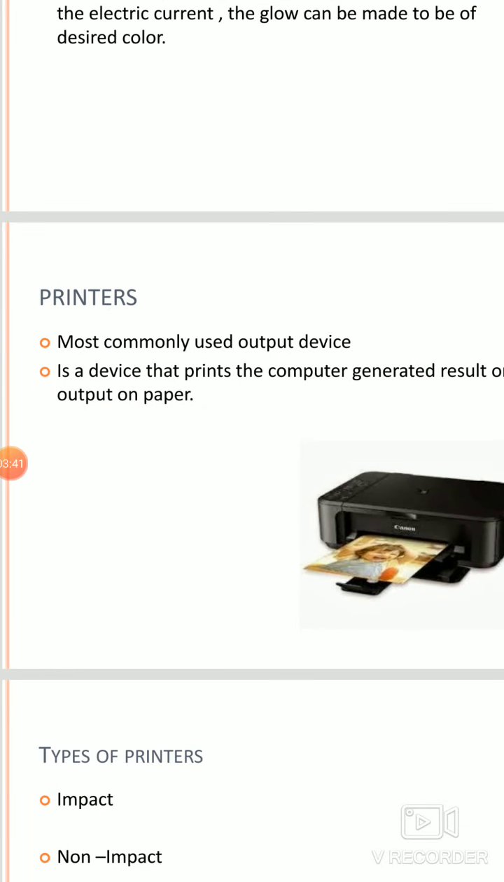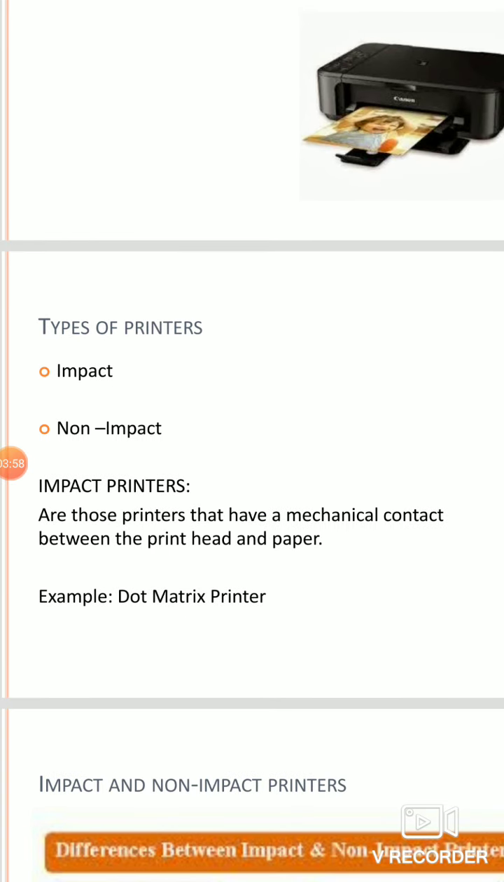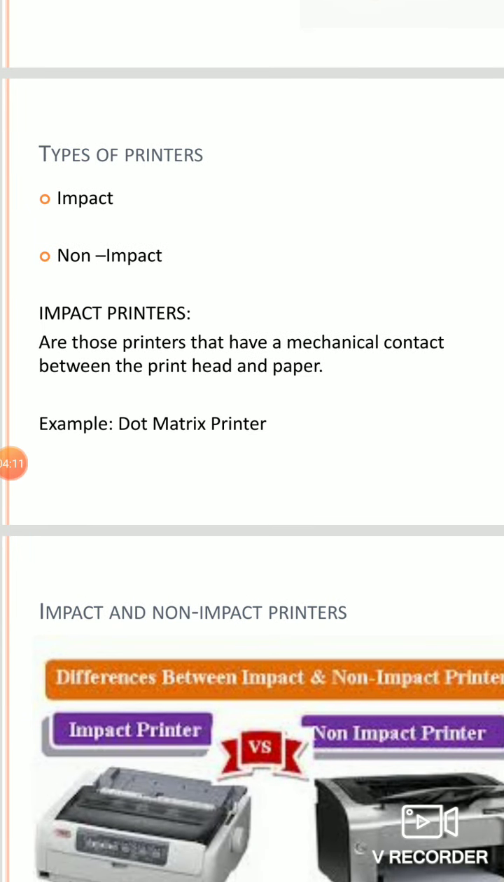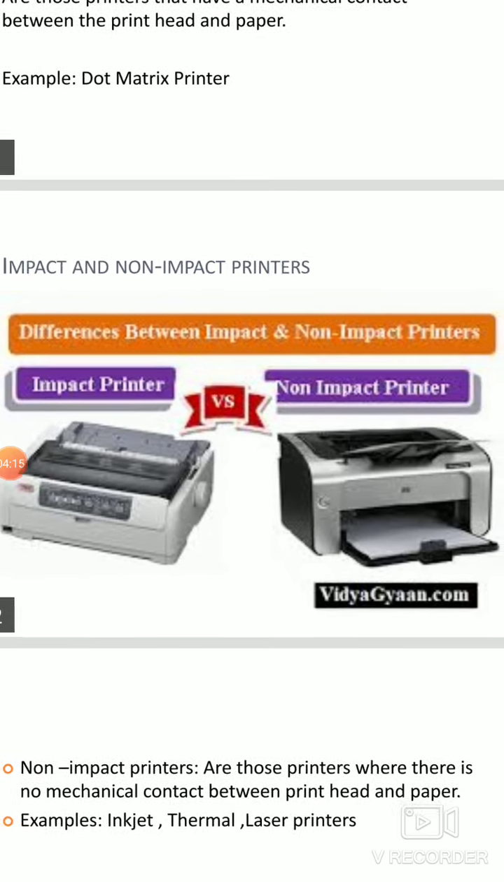Next we will come to the printers. As you know, the printer is the most common output device. A printer generates the hard copy for us. That means it prints the computer generated result or the output on paper. There are mainly two types of printer, impact and non-impact. Impact printers are those printers that have a mechanical contact between the print head and paper. Example, dot matrix printer.